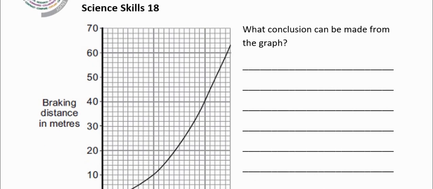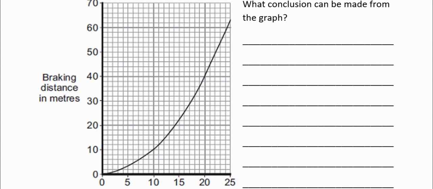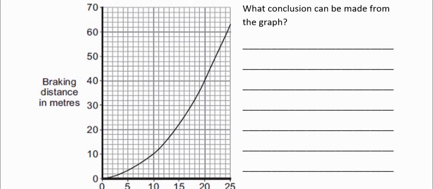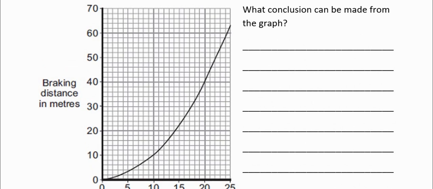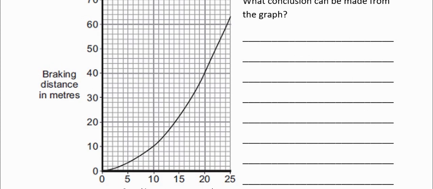Okay, let's go through these science skills questions. What conclusion can be made from this graph? This is very similar to the graph we just looked at. Shortly, we can just say that as the speed in metres per second of an object, like a car, increases, braking distance increases. That's not probably quite enough yet, though. We can say that it increases faster as speed increases. It's quite a clunky way of saying it, but we can say that at low speeds, braking distance is only increasing slowly, but at higher speeds, it increases faster.